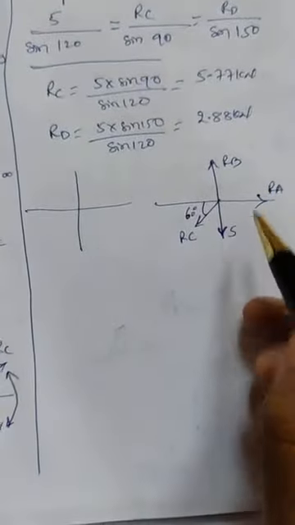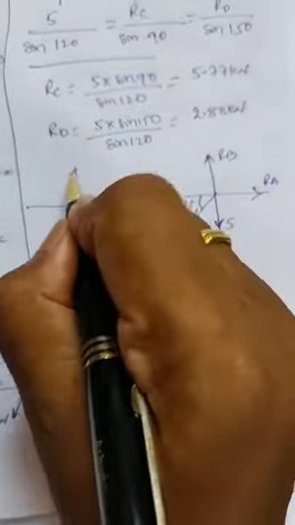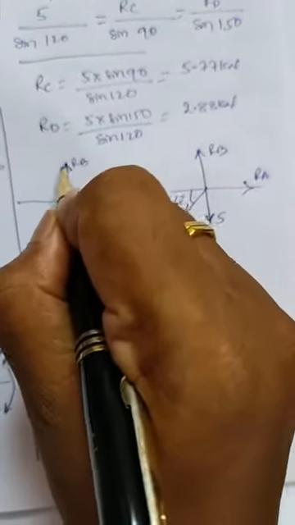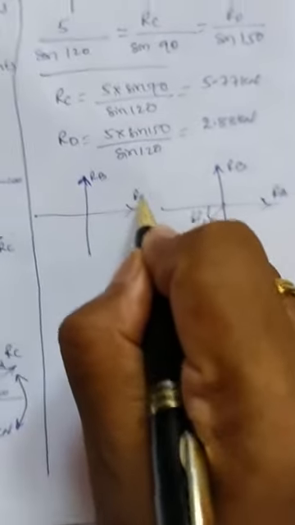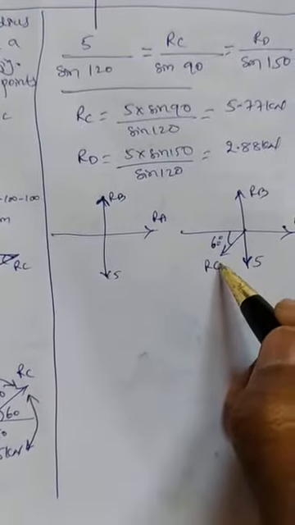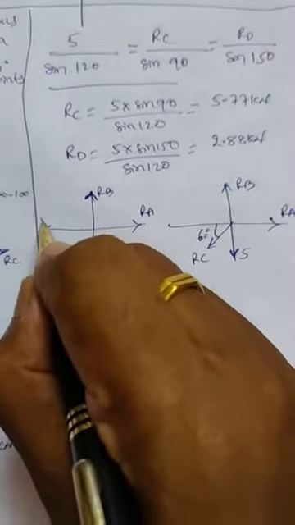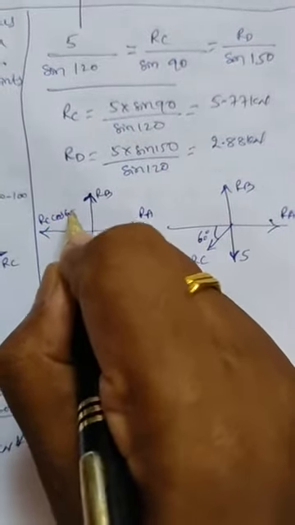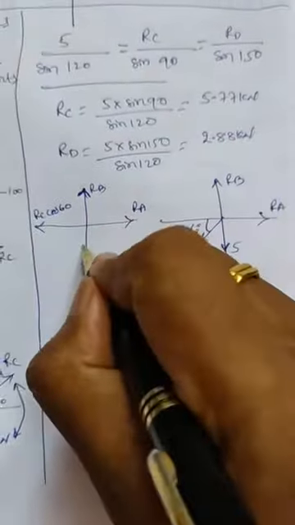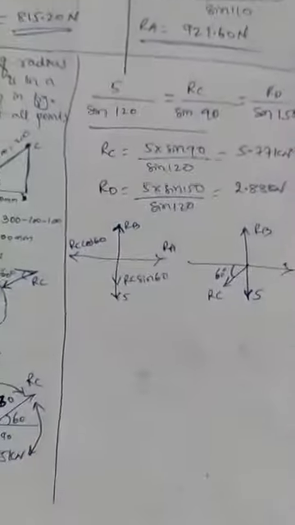Here RA, RB and the 5 kilonewton weight act along X and Y, whereas RC has to be resolved. So RB as it is, RA as it is, then the weight as it is. But we need to resolve RC. The angle is given with respect to X, so the X component is cos: RC into cos 60. The vertical component is RC into sin 60.